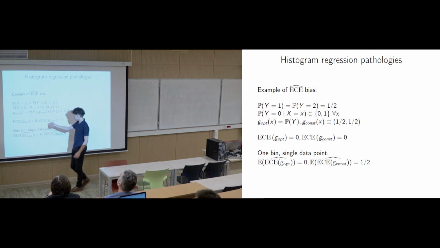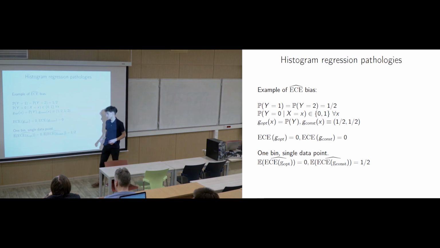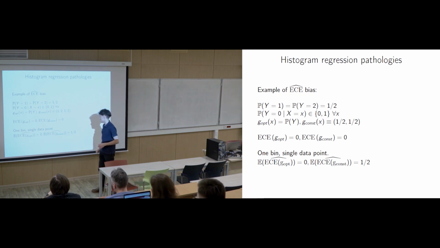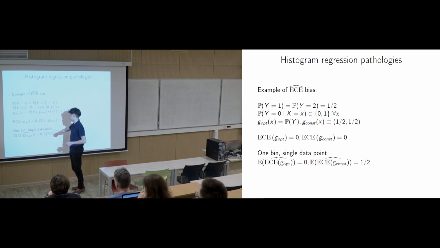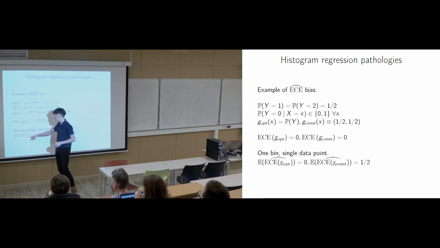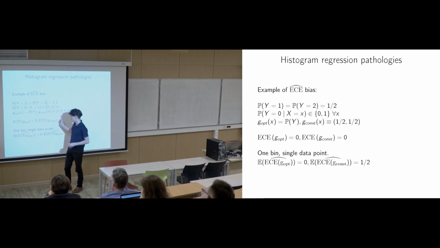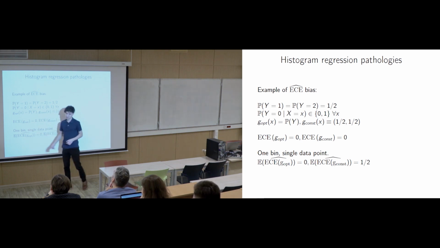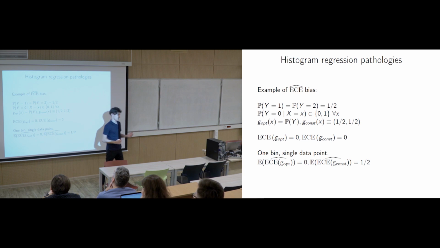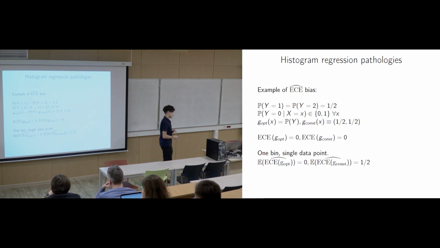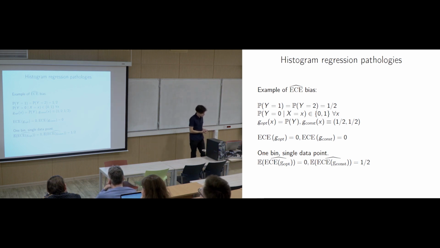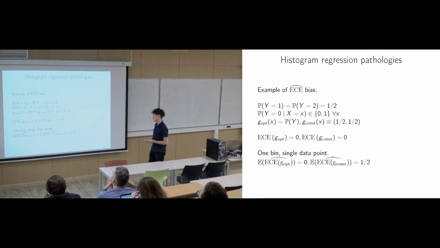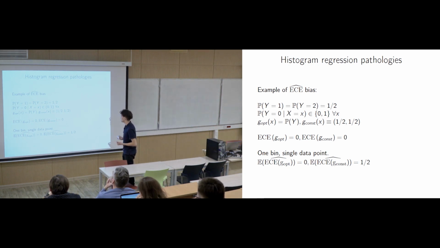Both of these models have expected calibration error of 0, but if you compute the expectation of your estimate for the optimal model, you'll get 0 because the probabilities that you predict are always equal to the true probabilities. And for the second one, it will not be 0.